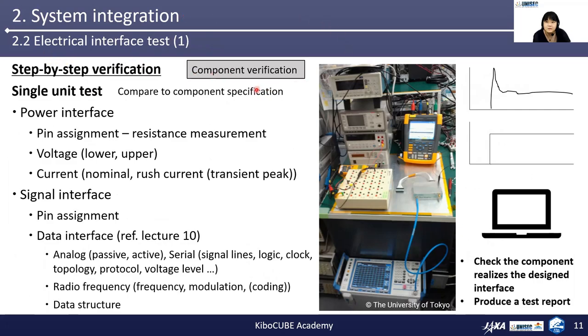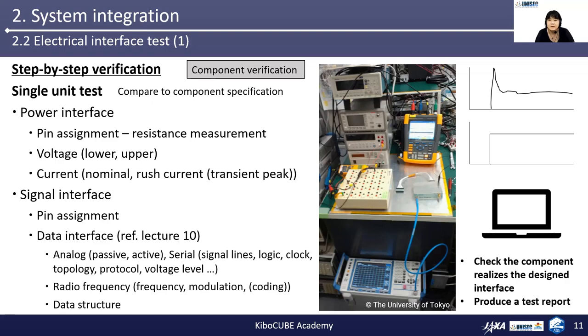From this slide, the details of the step-by-step verification are shown. This slide shows the first step, a single unit test. It corresponds to the component test. This step checks whether the components realize the design specification. The verification plan is established to compare the components with the design specification. For example, mechanical interfaces are confirmed by measuring the important aspects, such as the dimension, mass, or position of the connector or screw.